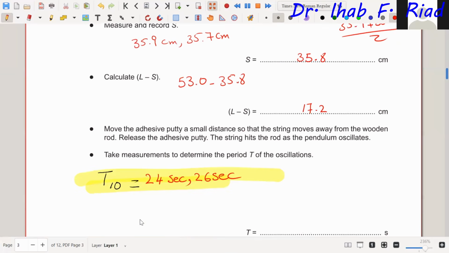Now, take measurements to determine the period T of the oscillations. And this is important. He asks us to determine or measure the periodic time, or the period T, of the oscillation. So, which instrument are you going to use for this?